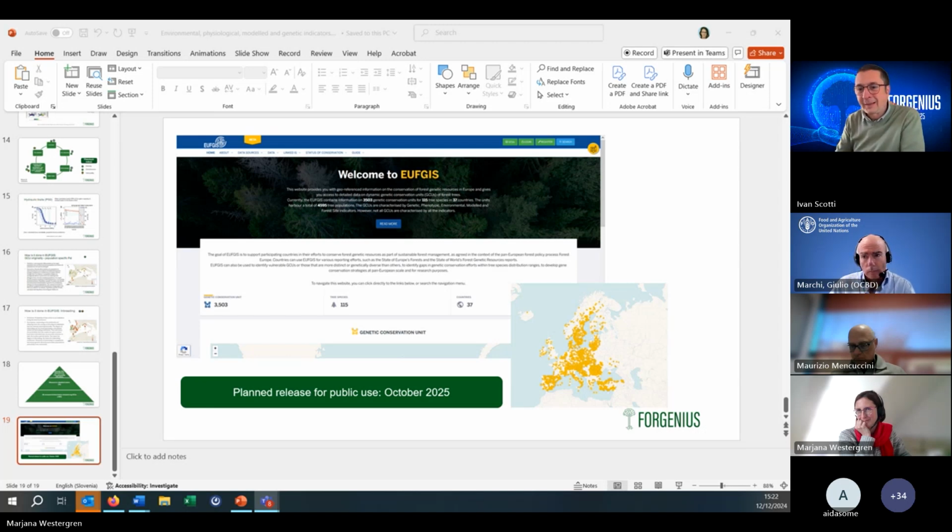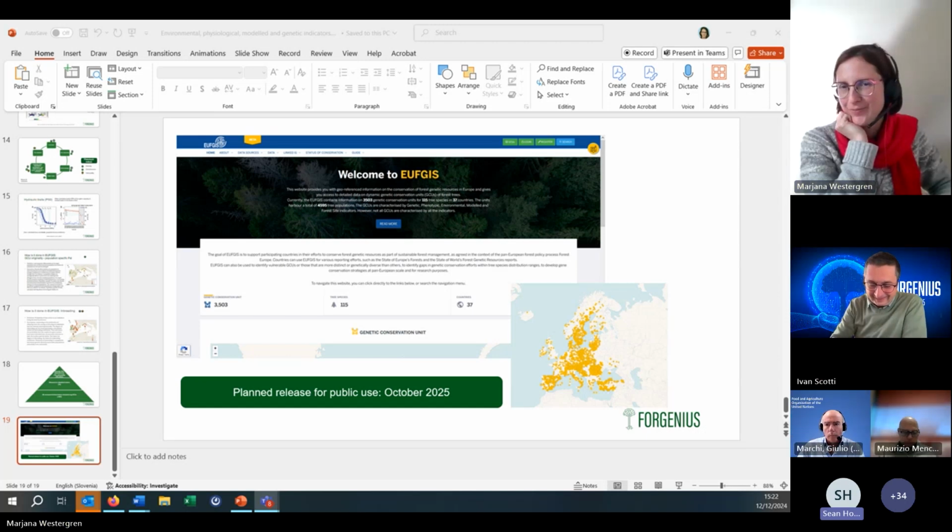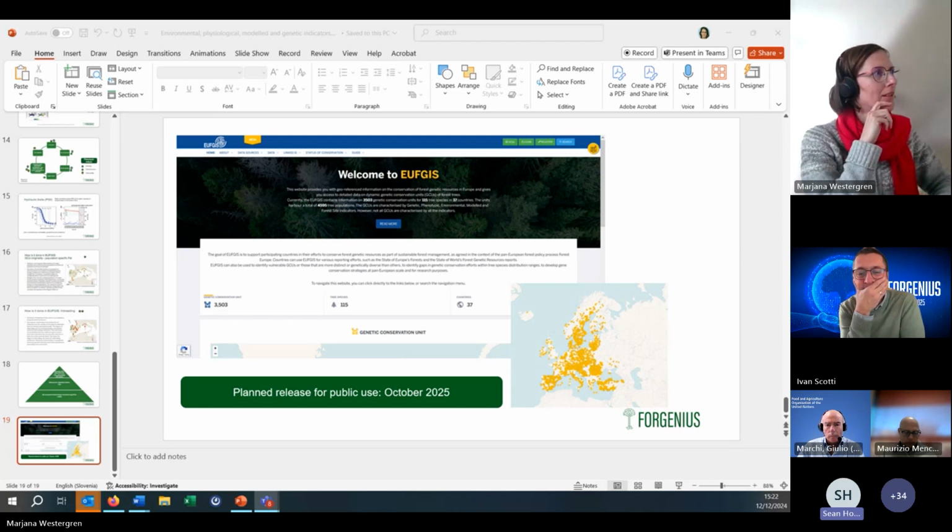Hello, Ivan. Hi, Marjana. A quick question. You showed the map of the UFGIS interface, and you showed yellow, red, and orange dots as an example for the inbreeding indicator. I was wondering how you find the threshold, maybe for some warning signal for yellow, red, or orange?